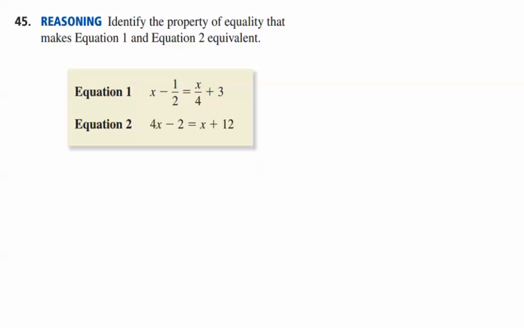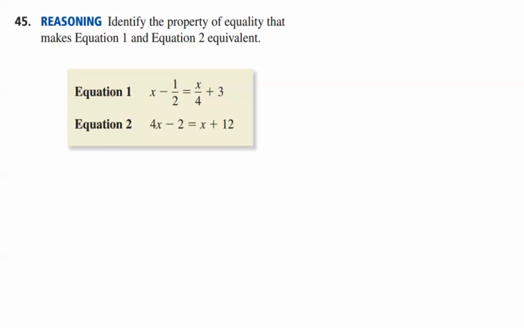In problem number 45, what we're trying to do is look at an equation that's given and then to reason backwards to see what did the student do to get from equation 1 to equation 2. So particularly we're looking for what is the property of equality.